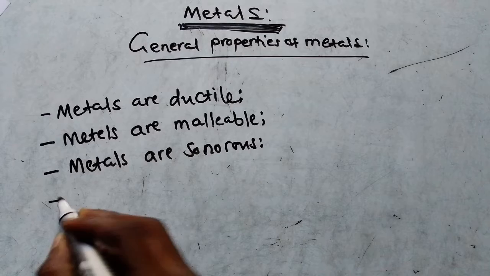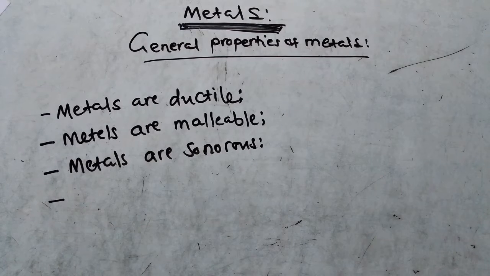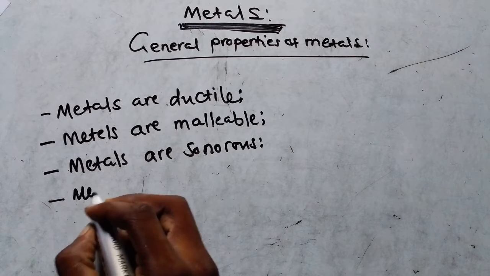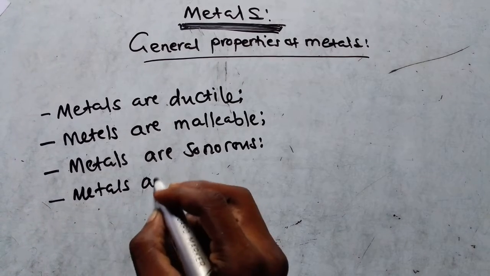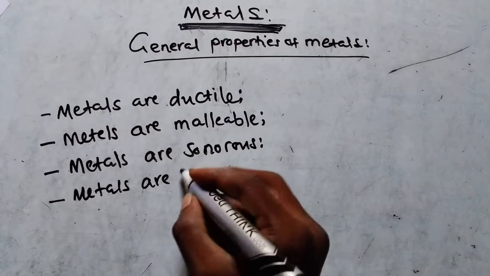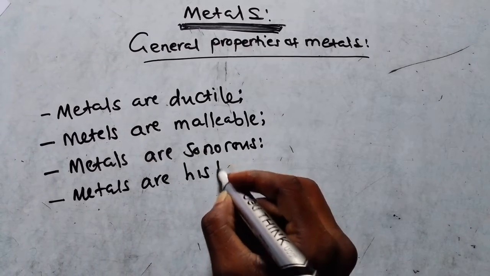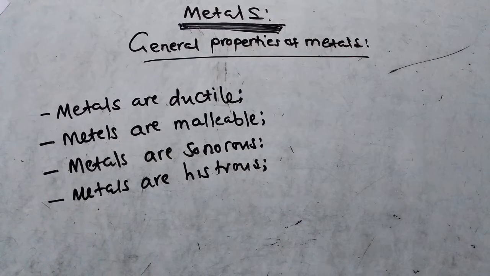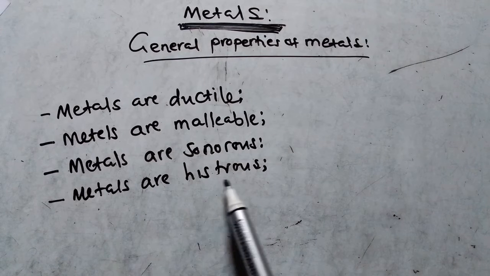Then we also have the fourth property, which says metals are lustrous. What do I mean by saying metals are lustrous? Metals, when they are being polished, make sure that they shine. That's what I mean by metals are lustrous.